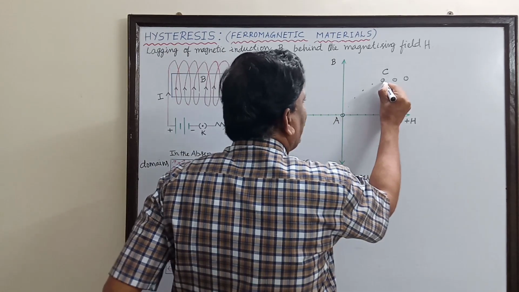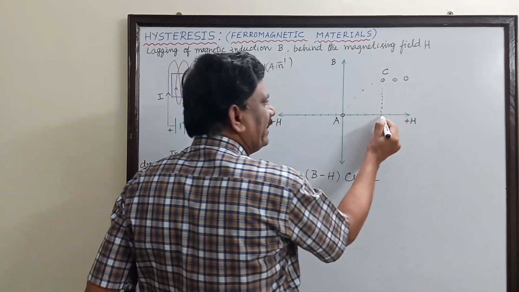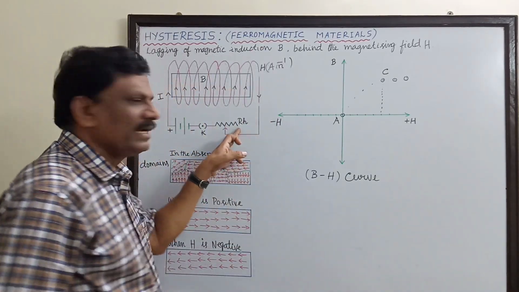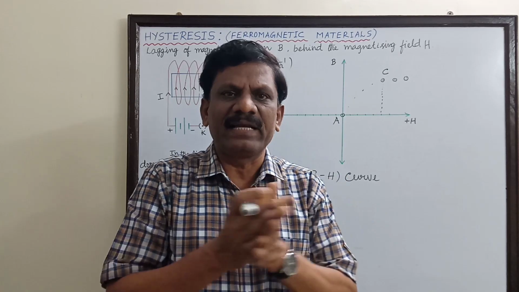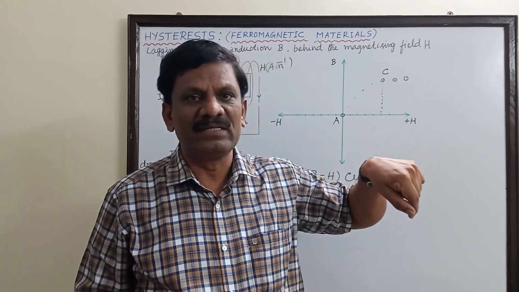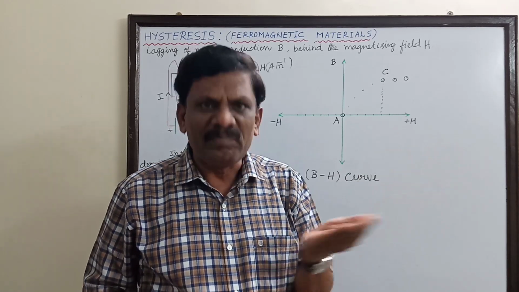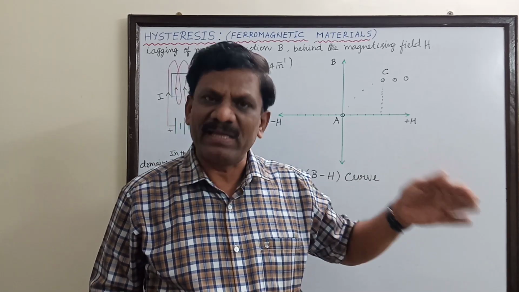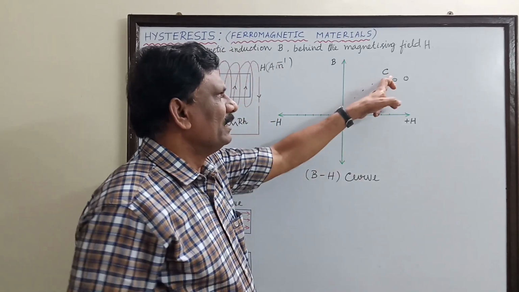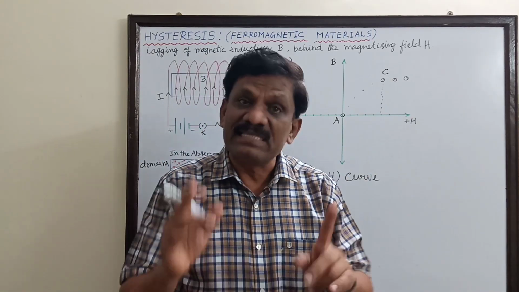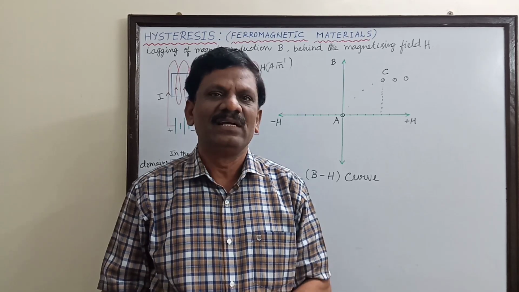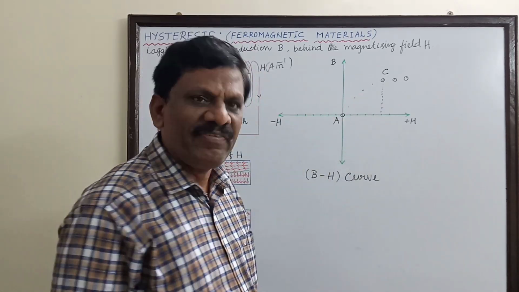So this is the point where the saturation is attained. Now what I am going to do is, using this rheostat, I will once again decrease the current back to 0. Initially I increased from 0 to a maximum current, is it not? Now I will return such that the current decreases from the maximum to 0. Now what is happening? The curve is not retracing the same path from C to A. Rather, it is coming along a different path.